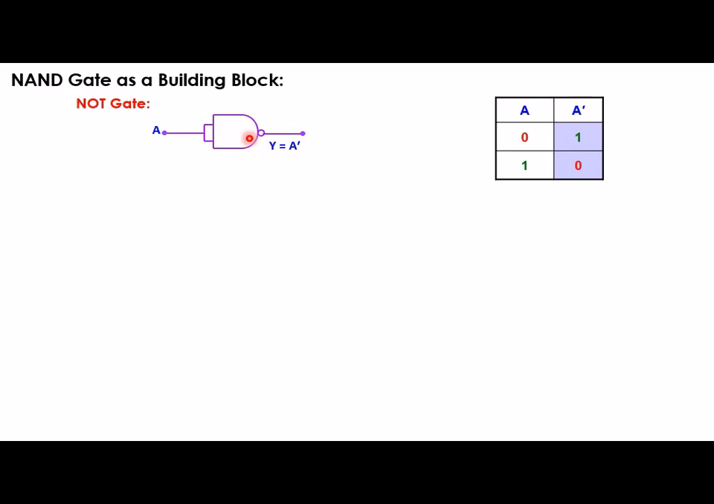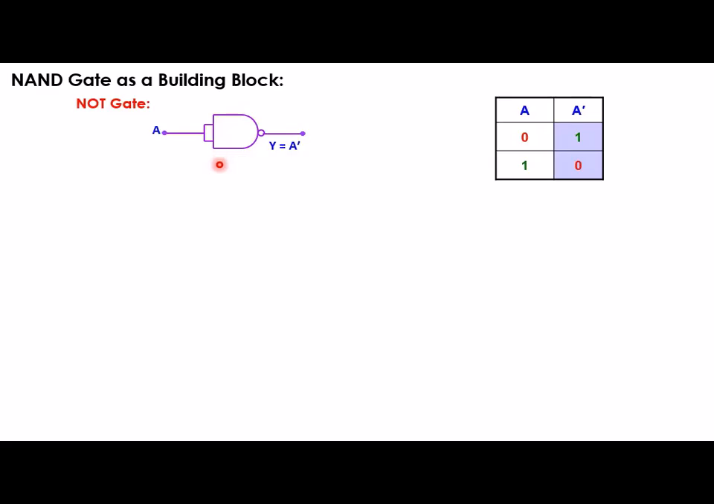To realize a NOT gate, you just have to combine the two inputs of a NAND gate and give the input. If 0 is the input, the output will be 1, and if 1 is the input, then the output will be 0. This is how we realize a NOT gate using a NAND gate.